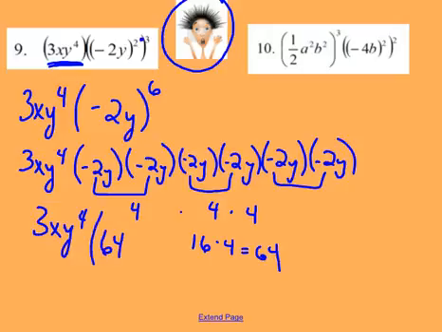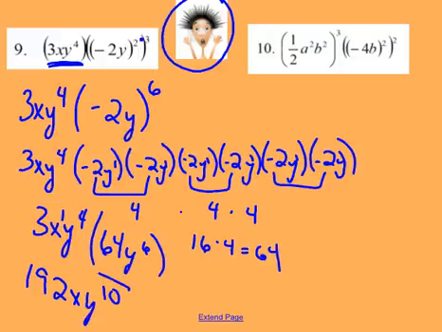So this is 64y, and 1 plus 1 plus 1 plus 1 plus 1 plus 1 is 6 times. 3 times 64 is 192. I only see one x, so I'll just keep it, and that'd be y to the 10th. Look at that.